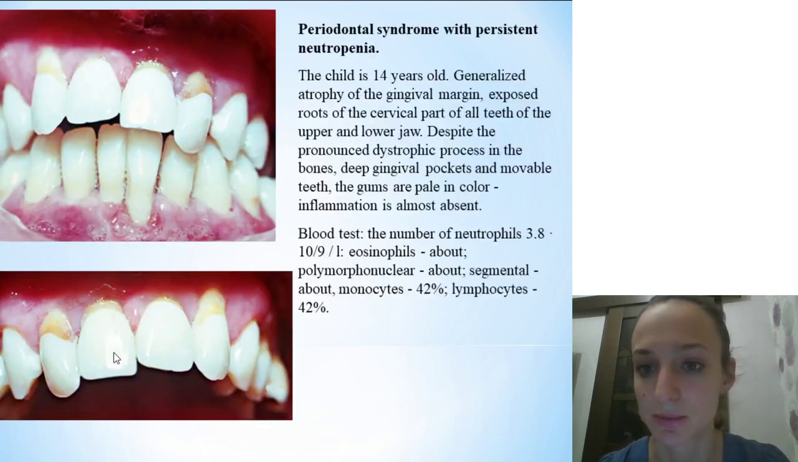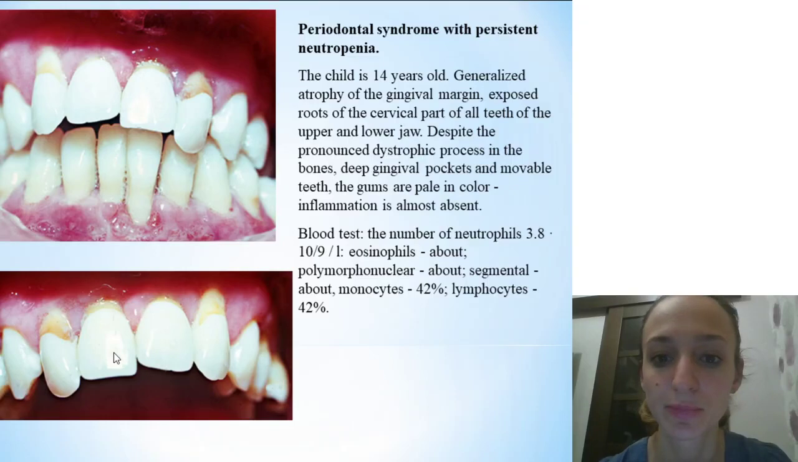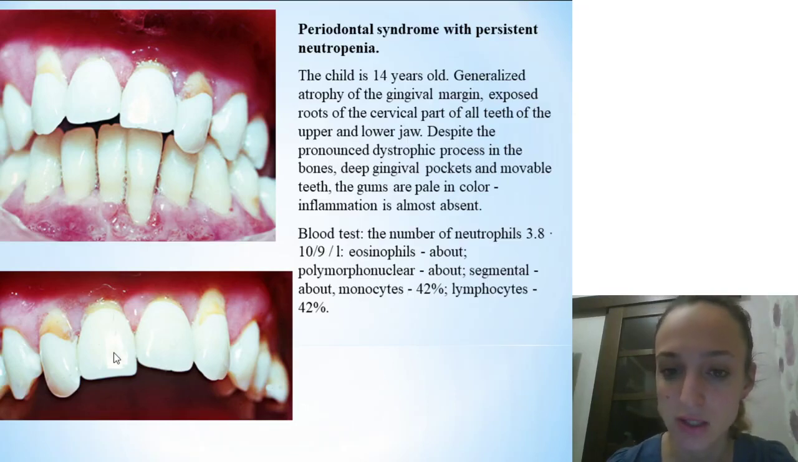And periodontal syndrome with persistent neutropenia. It is a child 4 years old, with generalized atrophy of the gingival margin, despite the pronounced dystrophic process in the bone, deep gingival pockets and movable teeth. The gums are pale in color and inflammation is almost absent. And blood tests.